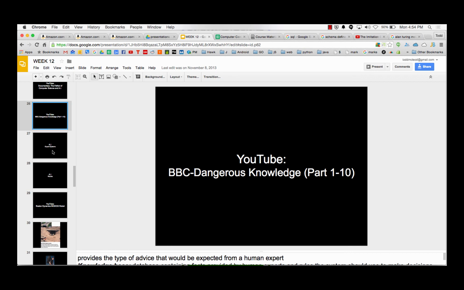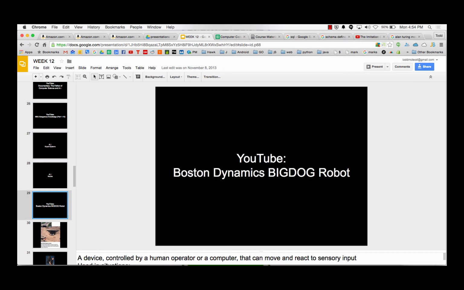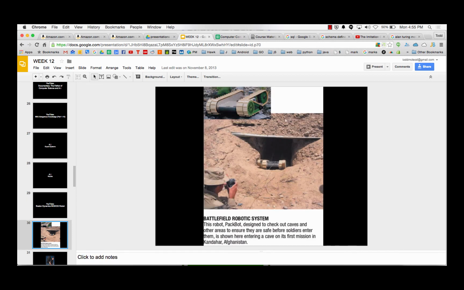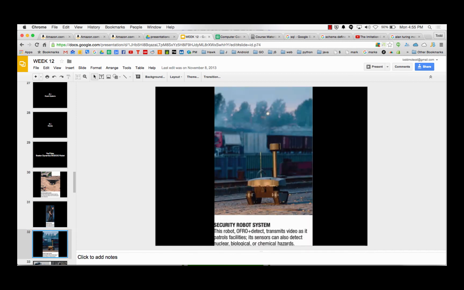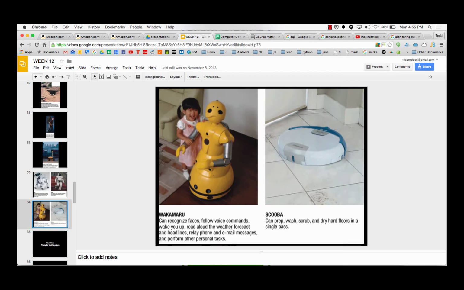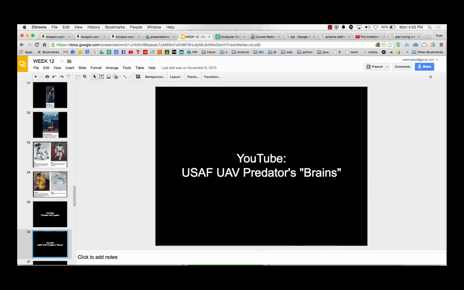So watch those movies and it'll reinforce what we're learning. Another part of AI is robots. Like, can they move like humans? Robots are pretty interesting. You could YouTube Big Dog Robot or Battlefield Robotic Systems or Human Exoskeleton that helps you carry more weight or be more superhuman, jump farther, faster, run farther, faster. It's like wearing an exoskeleton. There are also in-home Roombas that do your vacuuming.